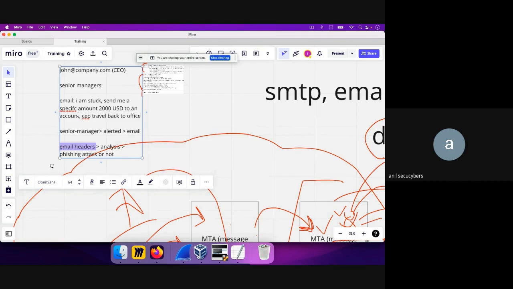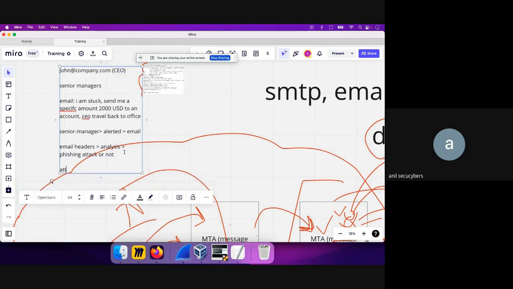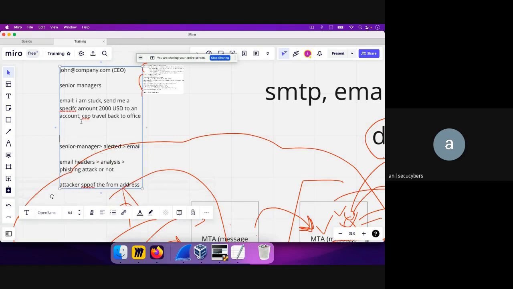Okay, so email headers. Over there, we were able to figure out that the email was not coming from the IP address, or let's say the laptop, of the CEO. It was coming from somewhere else, and the attacker was able to spoof the email. Okay, the attacker was able to spoof the from address. So this is what we figured out, and in this scenario, the mail actually went out to 20 senior managers.